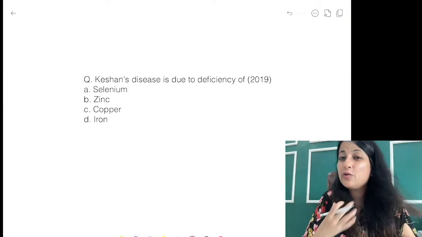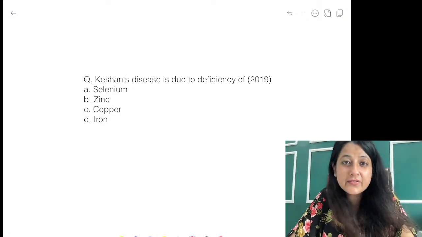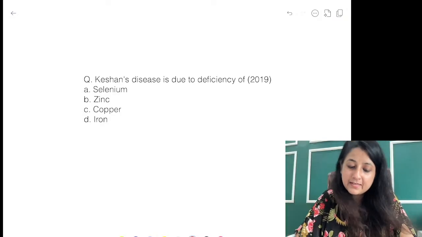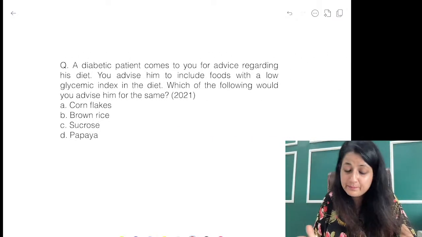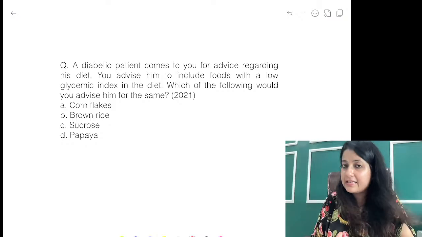Keshan's disease, cardiomyopathy, cardiac muscles affected. Keshan's disease is due to deficiency of selenium. Very good. All these questions have come before. Copper should not come. Okay, and now the last thing, glycemic index.